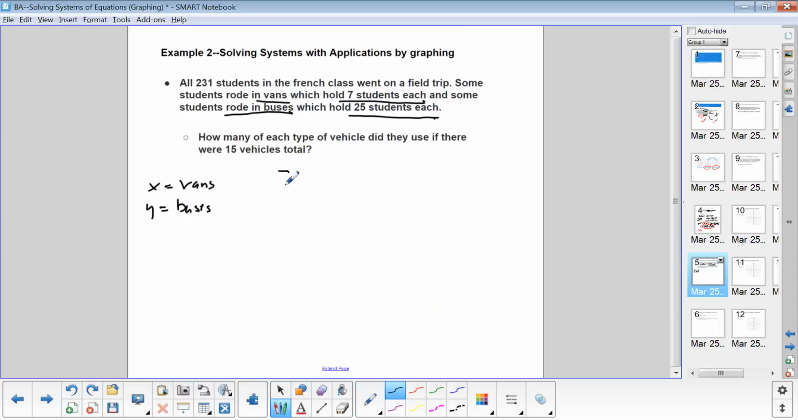So my first equation is going to be 7X plus 25Y is equal to 231. There's 231 total students that are taking vans and buses. 7 is the coefficient that represents how many students rode in the vans. 25 represents how many rode in the buses. So again, I've got X plus Y equals 15 because I know that there was 15 vehicles. So we're asking how many of each type.